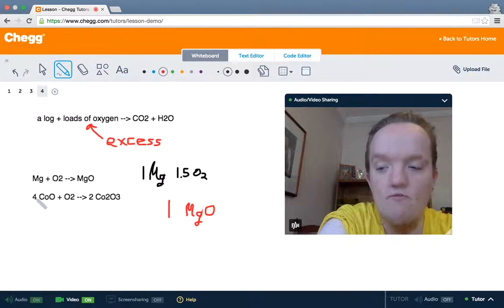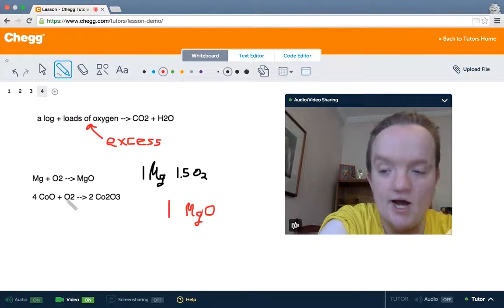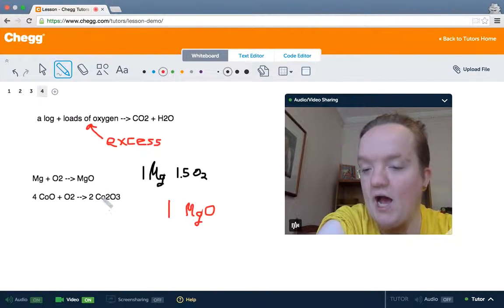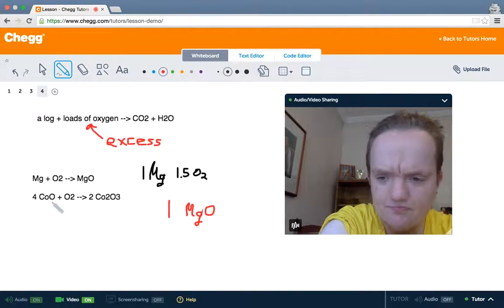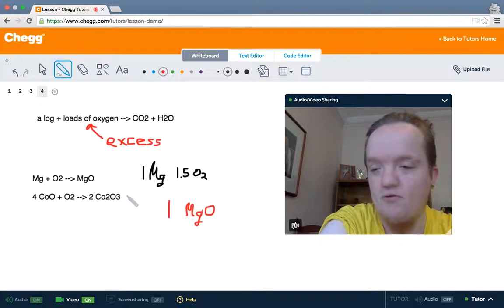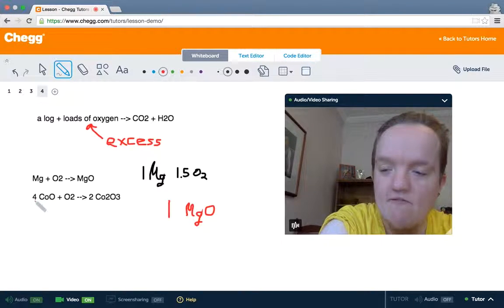Now here, if we react cobalt and oxygen to form cobalt oxide, cobalt 2 oxide, then we have that there are 4 moles of cobalt for every 1 mole of oxygen. In this case, it's more likely that cobalt is going to be the limiting reagent because we need 4 times as much cobalt in moles as we do oxygen.